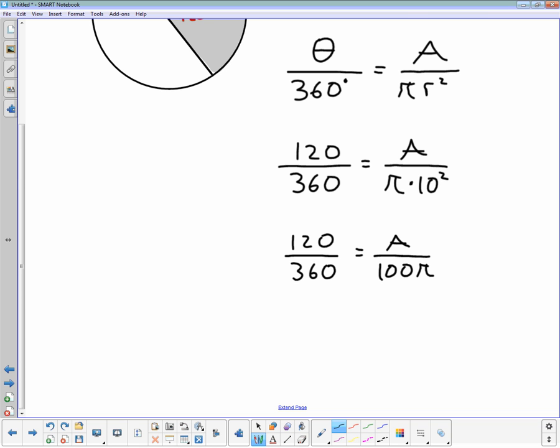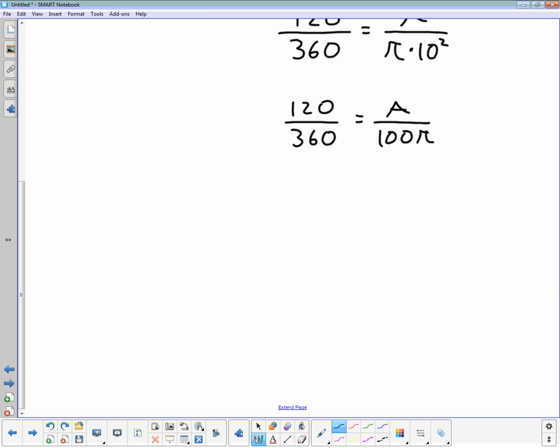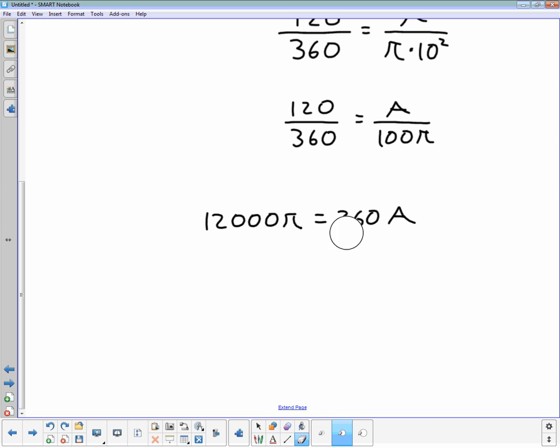Okay. All right. So now I want A alone. I can cross multiply, but when I cross multiply, I'm just going to wind up dividing by the 360. For example, if I did this and I cross multiplied, and you see now my next step is to divide by 360. So it's kind of silly for me to even move the 360 at all. Just leave it where it was. You don't have to multiply both sides.